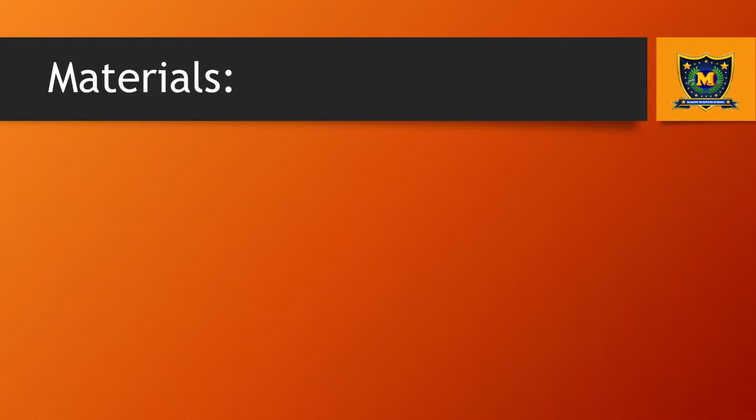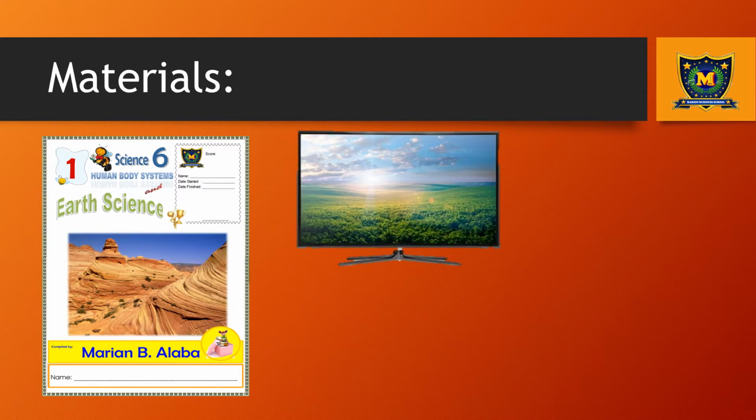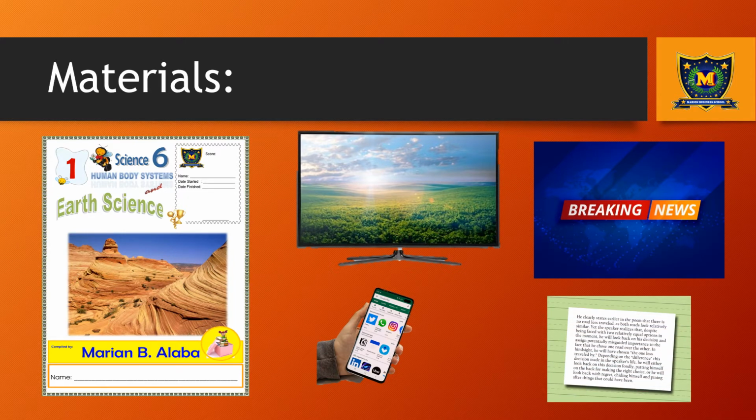For your materials, we will be using set 1 of your Interactive Science 6 worksheet, and then you need a TV set, your cell phone, and a backdrop for your newscasting project at the end of this session. Use this one if you're already familiar with video editing apps. Otherwise, you can simply use a plain background and shoot directly from your cell phone's camera. And of course, the script that you'll be making after our session.